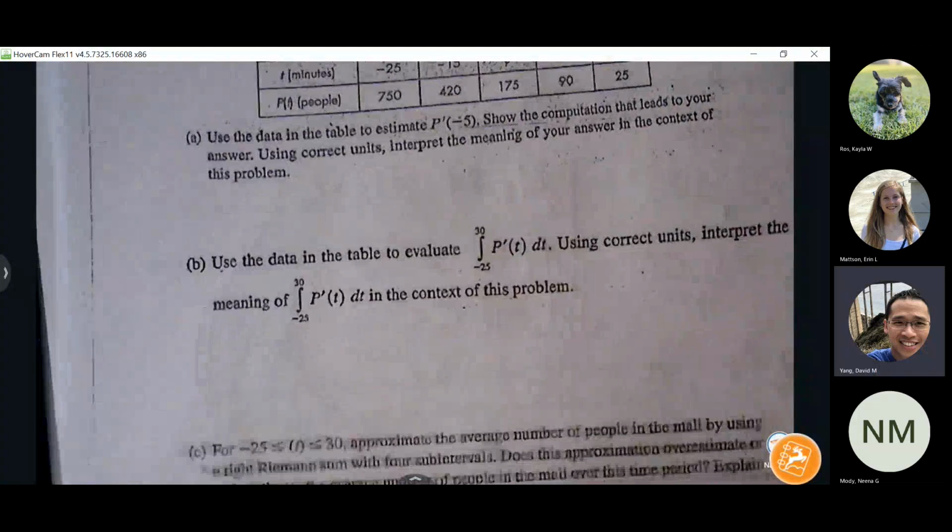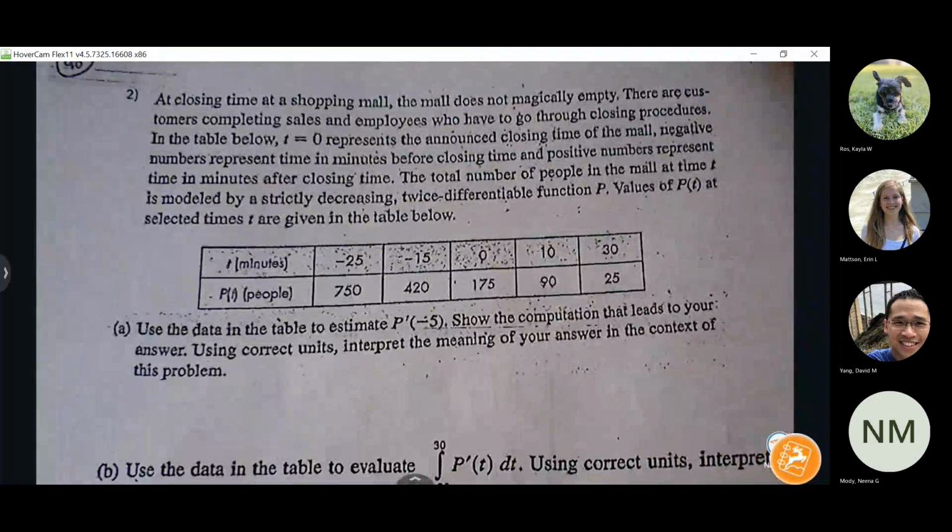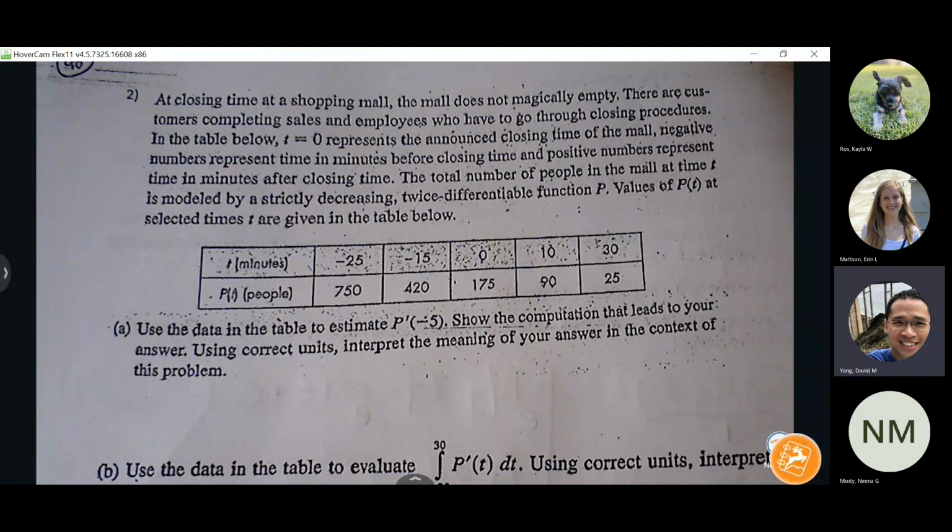Okay, page 26. At closing time at a shopping mall, the mall does not magically empty. There are customers completing sales, employees who have to go through closing procedures. In the table below, t equals 0 represents the announced closing time of the mall. Negative numbers represent the time in minutes before closing, and positive numbers represent the minutes after closing.